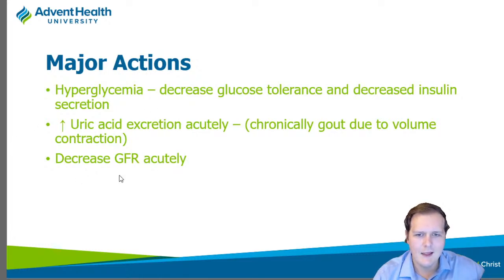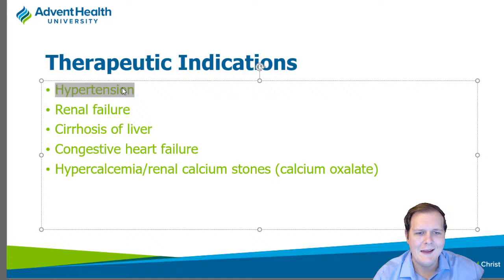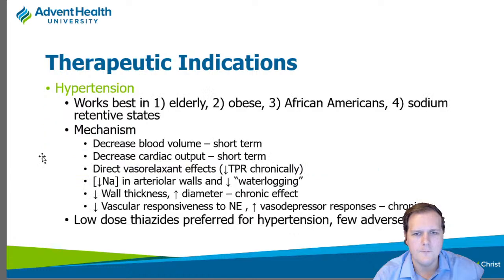And acutely, they can increase GFR, so you do want to watch out for that, especially if they have low blood volume already, okay? What do we use these drugs for? Well, we use them for hypertension, for renal failure, for cirrhosis. A lot of similar indications here, but the big thing is hypertension. And then occasionally we can actually use this for hypercalcemia or renal calcium stones. And you're like, well, wait a second, you just told me these drugs can cause hypercalcemia. And yes, I will elaborate on that in just a little bit, but this is actually an important point here.